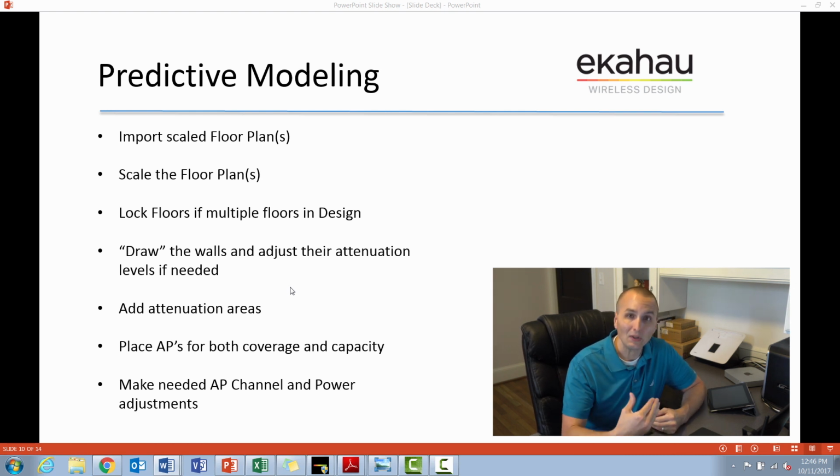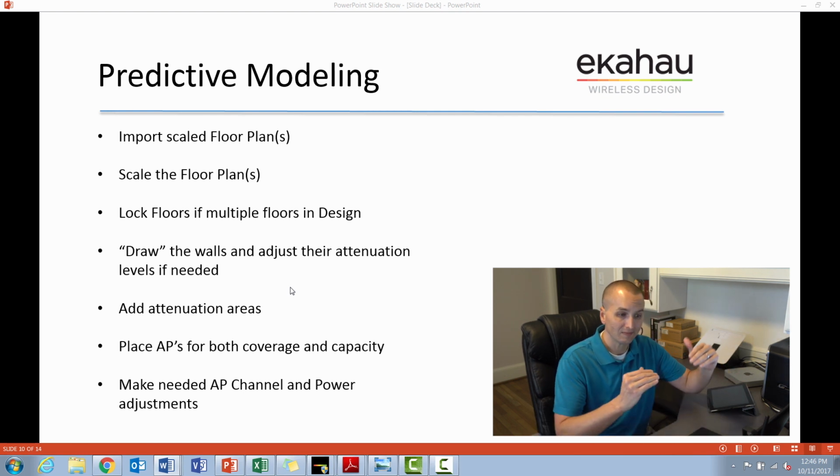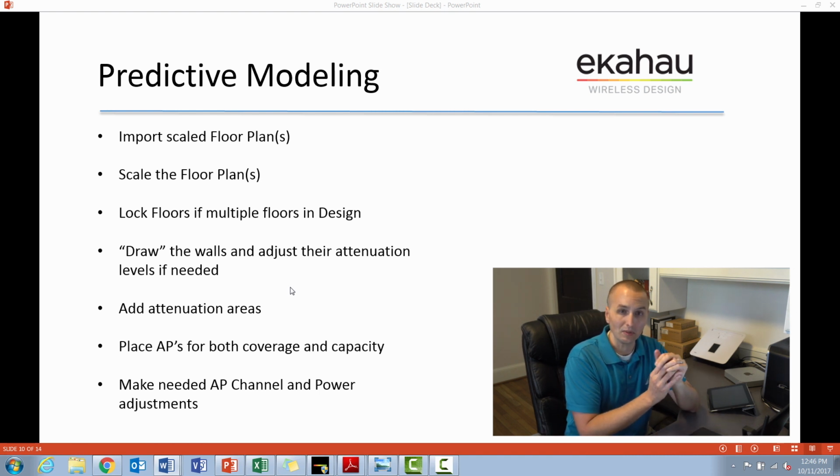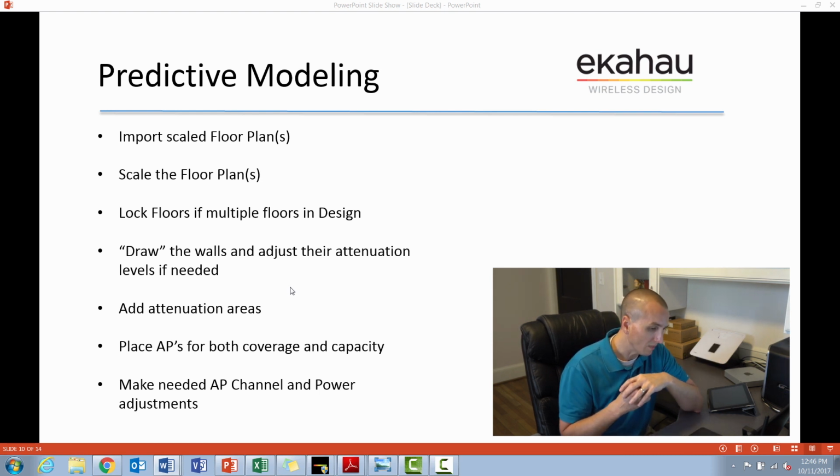Now, attenuation areas, for example, at the church, the worship center has a large density of people, of human beings, if you will. I want to reflect that in my design so that what I'm seeing on heat maps and capacity requirements, I'm seeing as accurate as I can in a predictive fashion. So I'll show you how I created the attenuation areas within the worship center.